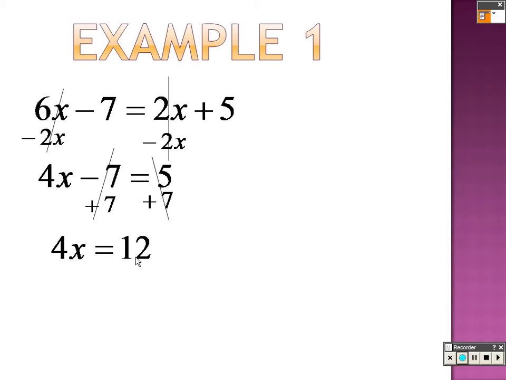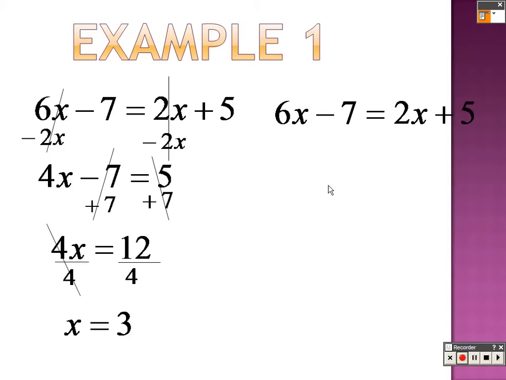So 4x equals 12. Because this is 4 times x, I'm going to do the opposite, which is divide by 4. Remember, you always do the opposites here. Minus, so it's plus. Plus, so it's minus. Here's multiply, so that's why I'm dividing by 4 to get x by itself. And x equals 3 is your answer.